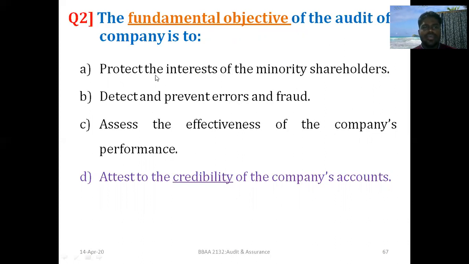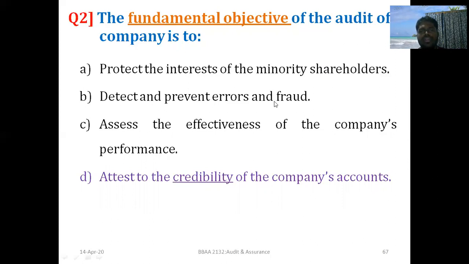So the first one says, safeguard the interest of the minority shareholders. You can remember, no? In the handout we discussed it under the benefits of audit, because in the audit the investors' investment is protected. That's not the fundamental objective of audit. So this may be a benefit of audit. Okay, just get the key bit. We move to the next answer.